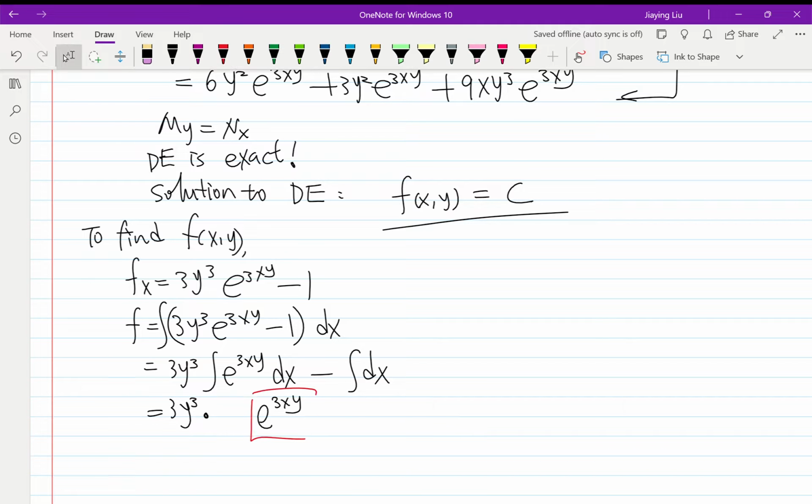I'm going to erase this work, so if I take the derivative with respect to x of e to the 3xy, I get e to the 3xy, but I also have a 3y extra. So this is an extra term there when I differentiate. Therefore, when I integrate, I need to cancel this extra part, which tells me that when I integrate, I need to have a 1 over 3y in front of it.